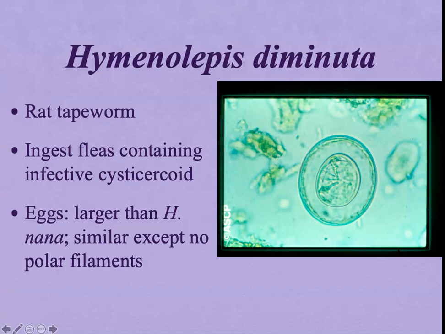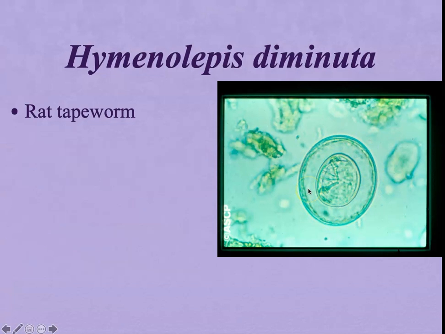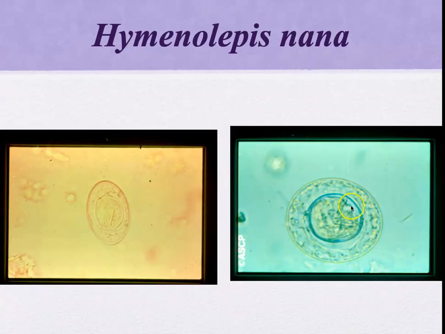So that's really the main takeaway here: the infective stage, that it's known as the rat tapeworm, and how to distinguish the eggs from Hymenolepis nana. Remember, Hymenolepis diminuta eggs are larger, and they are very similar looking except no polar filaments. And you can see the nice clearing around this inner shell here, whereas nana had those polar filaments.